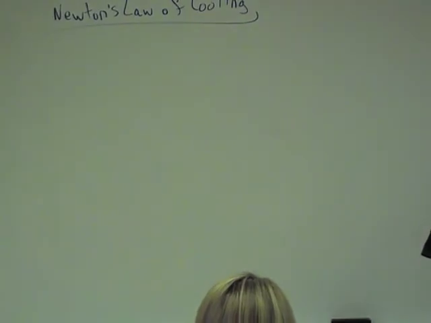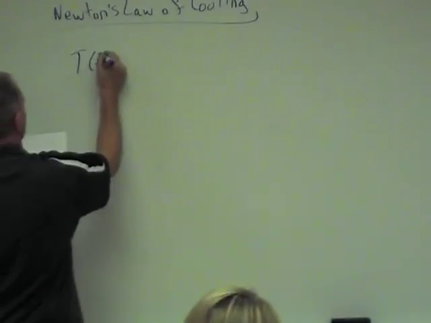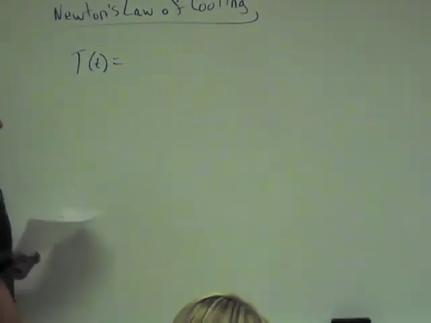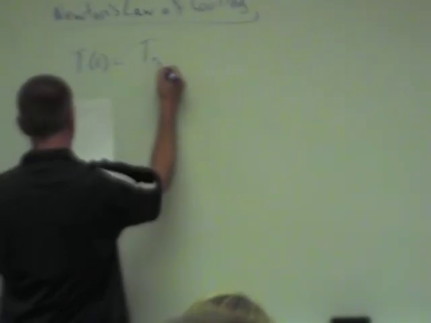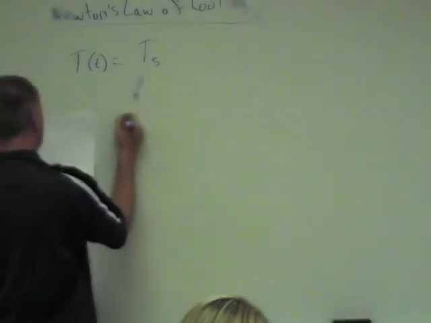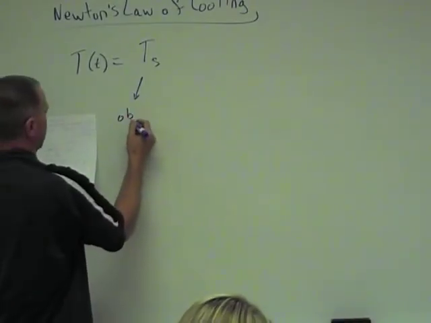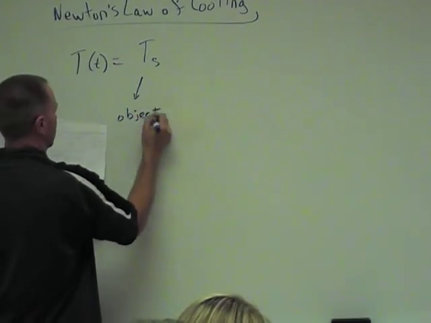We're going to do number 26, but here's the formula you can put on a poster board. Capital T of t is really talking about temperature. This is capital T sub S. This is the surrounding temperature of the object.